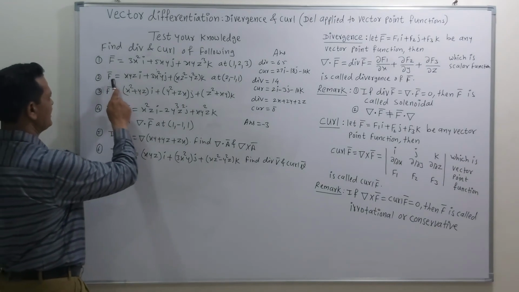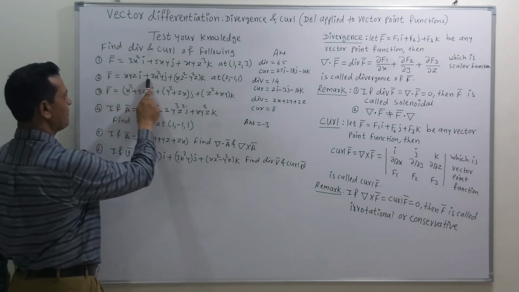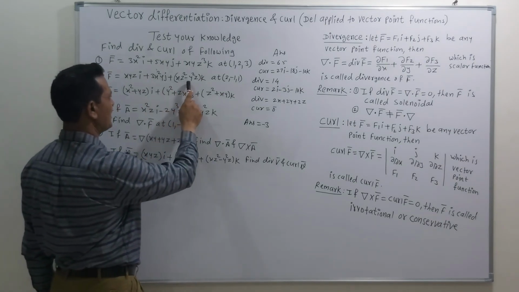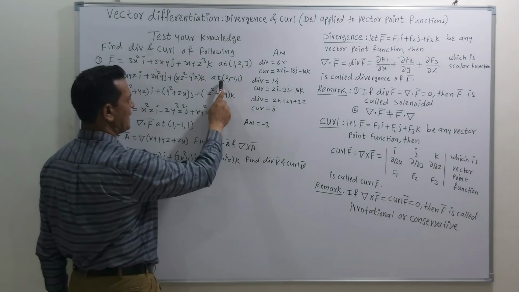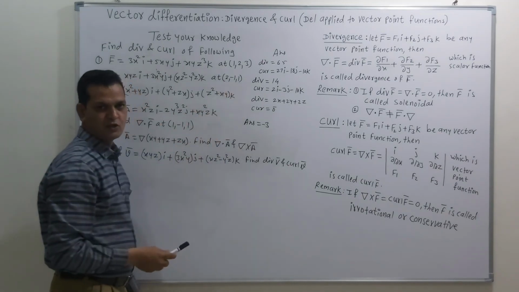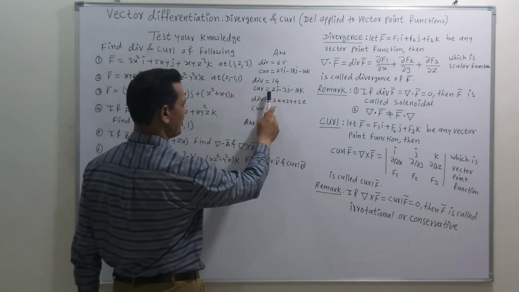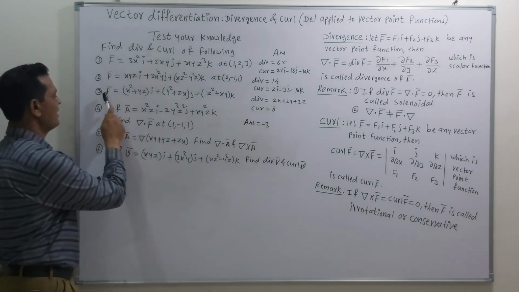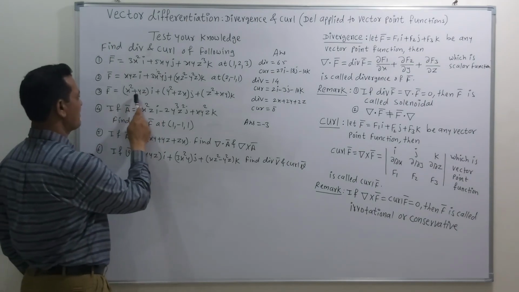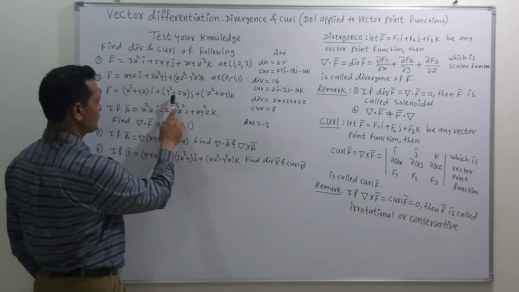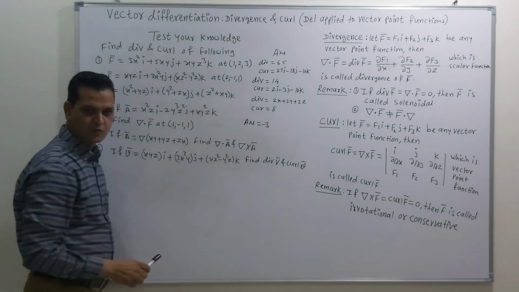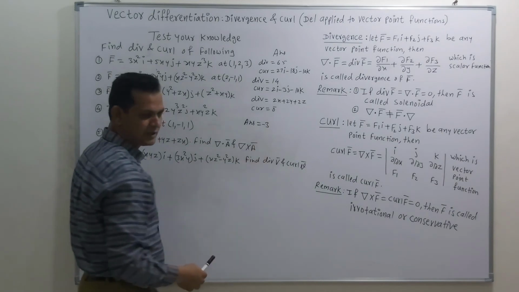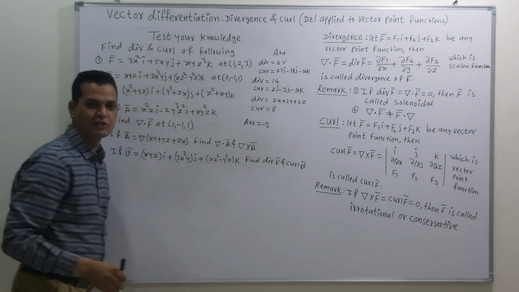That is the first question. Now second is F bar equals xyz i plus 3x squared y j plus (xz squared minus y squared z) k at the point (2, minus 1, 1). The answer of divergence is 40 and curl is 2i minus 3j minus 10k. Now the third question is F bar given as (x squared plus yz) i plus (y squared plus zx) j plus (xz squared plus xy) k. Then divergence is 2x plus 2y plus 2z and the value of curl is 0.